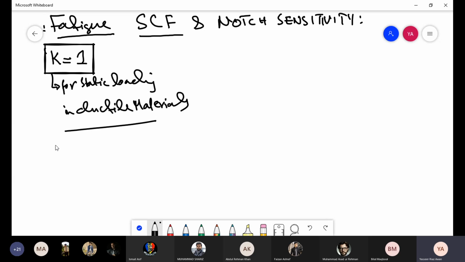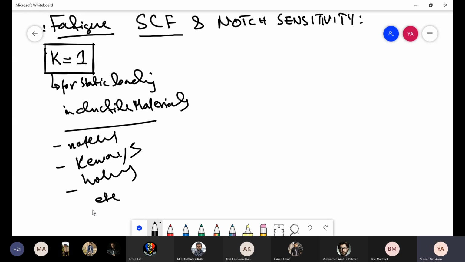So anywhere that you have notches, grooves, keyways, section changes, and these are part and parcel of any mechanical part. You cannot avoid that. You have fillets, holes for joining. So all of these cause stress concentration.